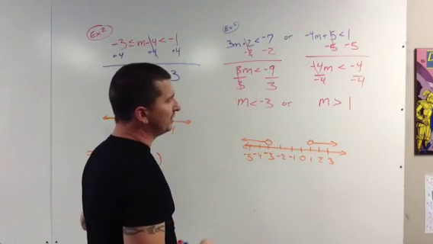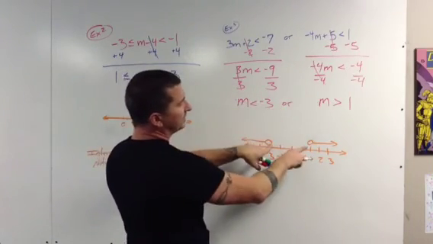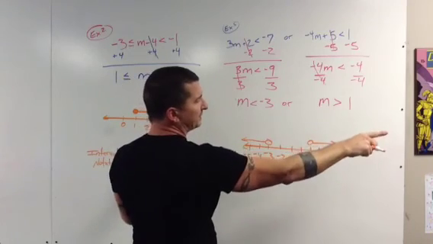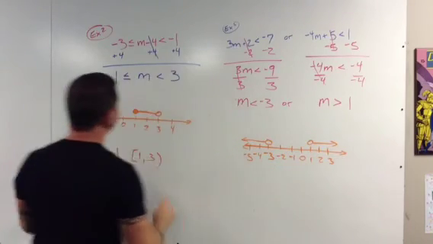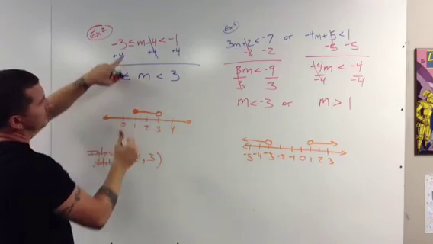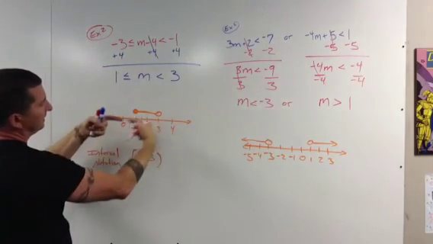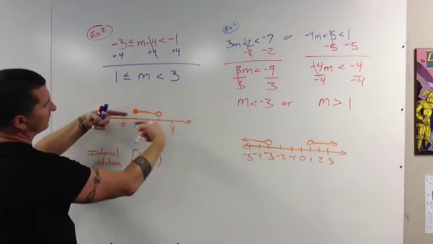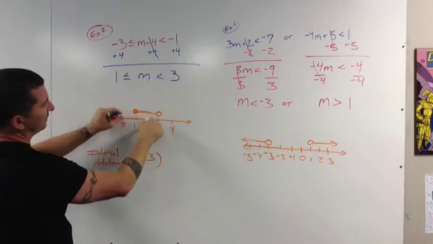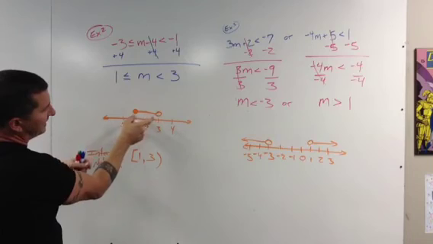So a lot of times what you notice is with the or statements, your arrows are going to go in opposite directions. With the and statements, which it doesn't say the word and here, but when they're all together, that's and, you're going to have your arrows going into each other, which is just going to create like a line segment.